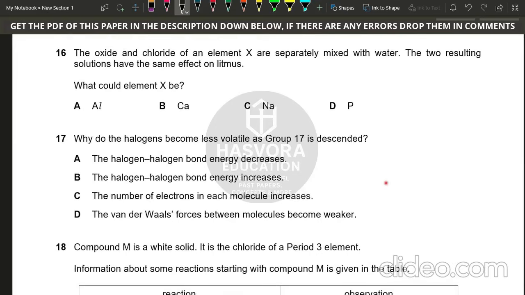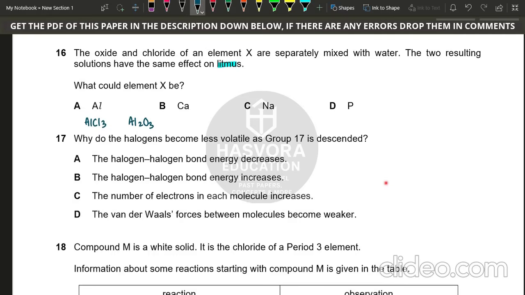Question number 16 says the oxide and the chloride of an element X are separately mixed with water. The two resulting solutions have the same effect on litmus. Now let's see which oxide and chloride of which element actually has the same result. Okay, so if you see for the aluminium chloride, and for the aluminium oxide, which is Al2O3.